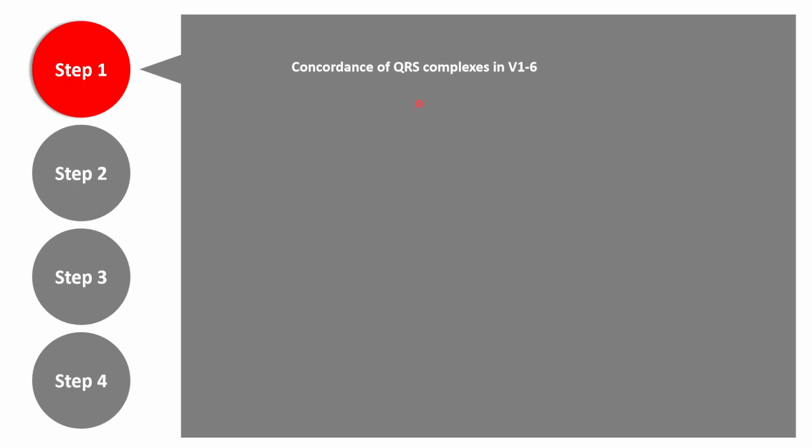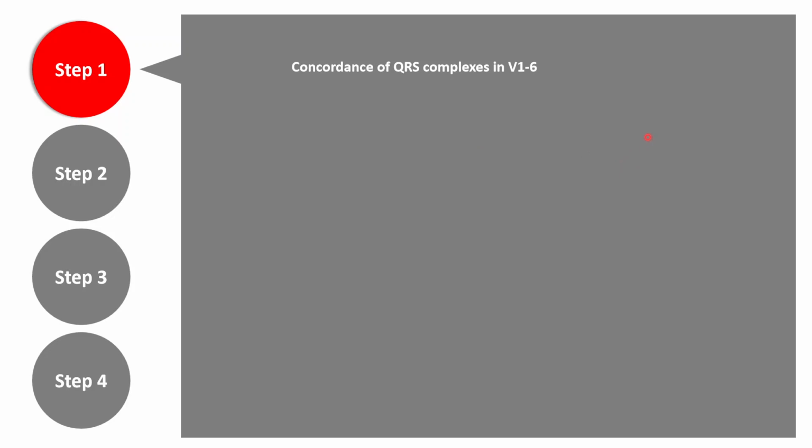So the very first step in case of Brugada criteria is something called the absence of the RS wave. To keep it simple, we can call it concordance of the QRS complexes. Now, in the very first step of Brugada criteria, we look at only the chest leads V1, 2, 3, 4, 5, and 6. So in these chest leads, we look at the concordance of the QRS complex.